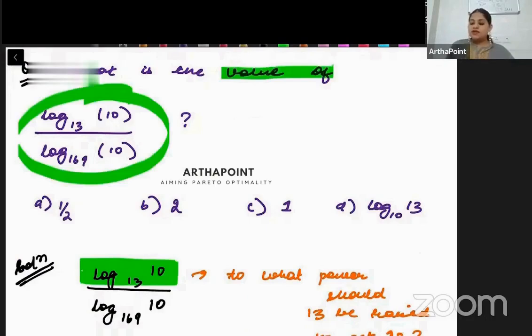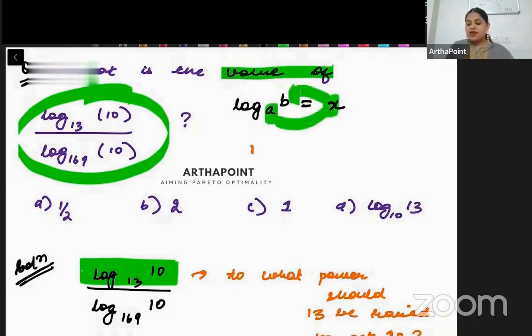Now, beta, we know that when I say log b to the base a is x, I am asking, to what power should A be raised to get B? So A, when raised to the power x, will be B. To what power should A be raised to get B?